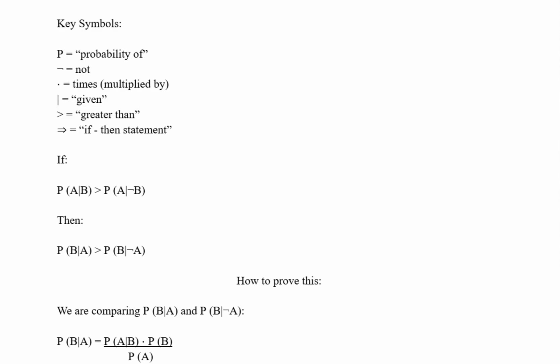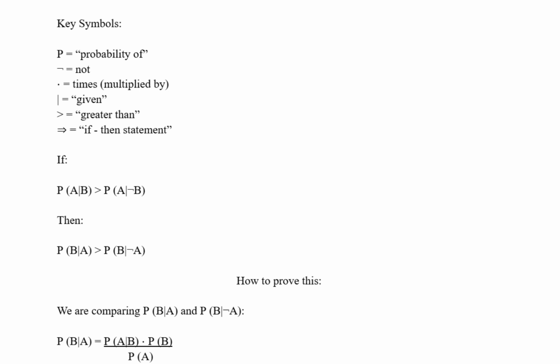Hello everyone. Today I'm going to be proving the statement: if the probability of A given B is greater than the probability of A given not B, then the probability of B given A is greater than the probability of B given not A. So I'm going to start off with some key symbols.